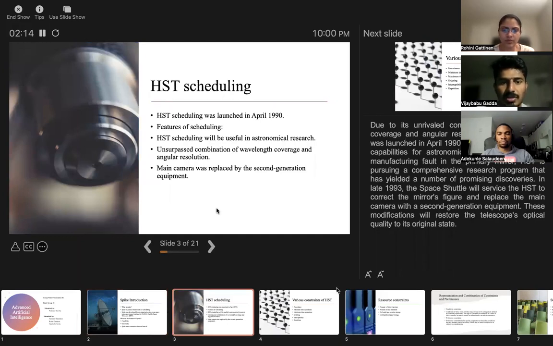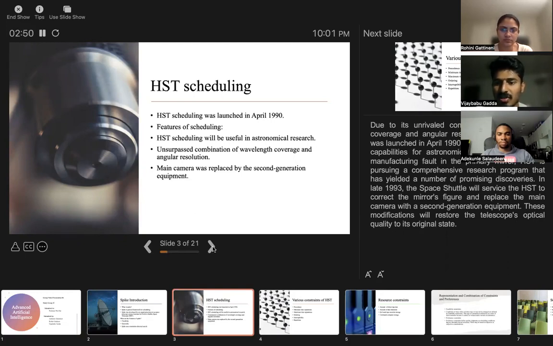The Hubble Space Telescope was launched in April 1990. Features of scheduling: HST scheduling will be useful in astronomical research. It has an unsurpassed combination of wavelength coverage and angular resolution. The main camera was replaced by second generation equipment. Due to its unrivaled combination of wavelength coverage and angular resolution, the HST, which was launched in April 1990, has brought crucial new capabilities for astronomical research.